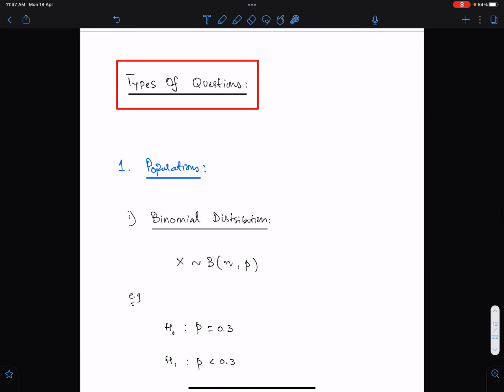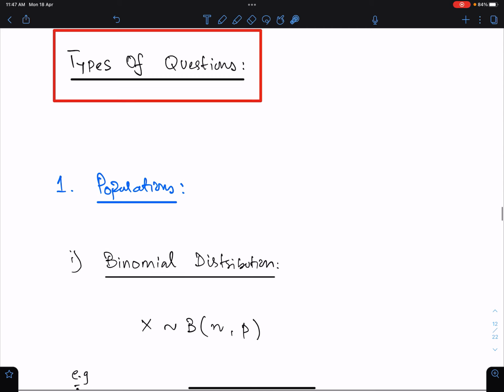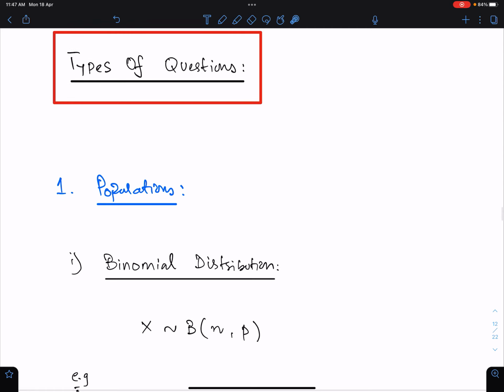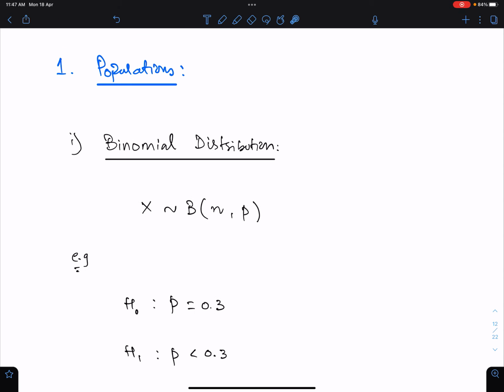Types of questions in testing. There are two types of questions in testing. Number one, populations, and number two, distribution of sample means. For distribution of sample means, you must be good at sampling. You may watch my lectures on sampling on the channel.